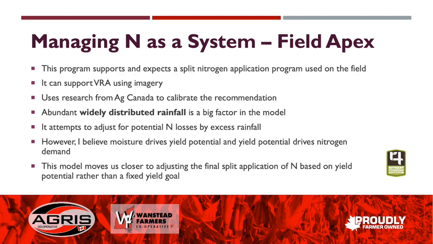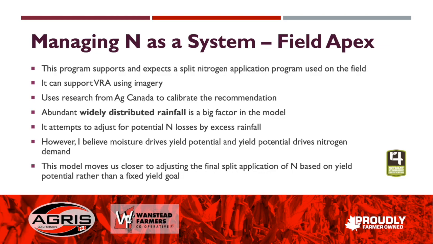They do have the ability to support variable rate nitrogen on a map-based program using imagery. It uses research from Ag Canada to calibrate the recommendation model. It uses abundant, widely distributed rainfall data as a pretty key component in the model. It attempts to adjust for rainfall and excess rainfall to cover some of the leaching losses.